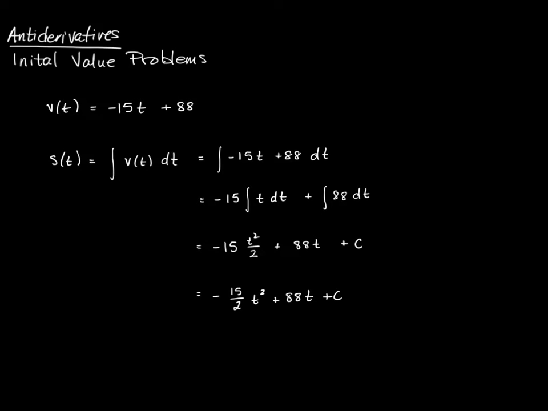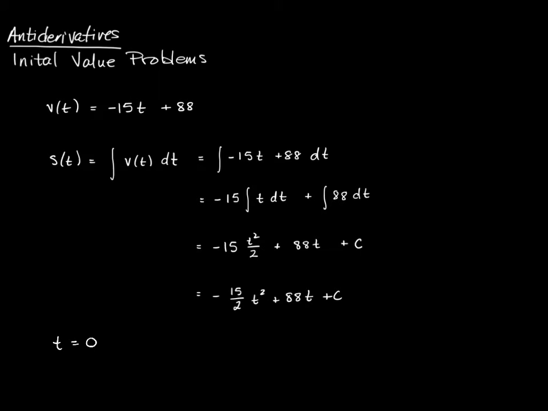You probably recognize this function as the one we started this section with. The position function we were given to differentiate was negative 15 halves t squared plus 88t. We didn't have a plus c there. If I want to know exactly what the position function of this particle is, not just the family of functions that it comes from, then I have some more work to do, and in order to do that, I need some more information. What I need to know is the particular position of the particle at a specific point in time. The easiest point in time to work with is t equals 0.